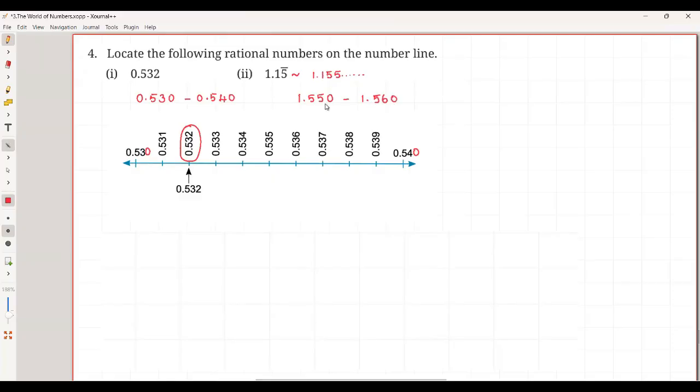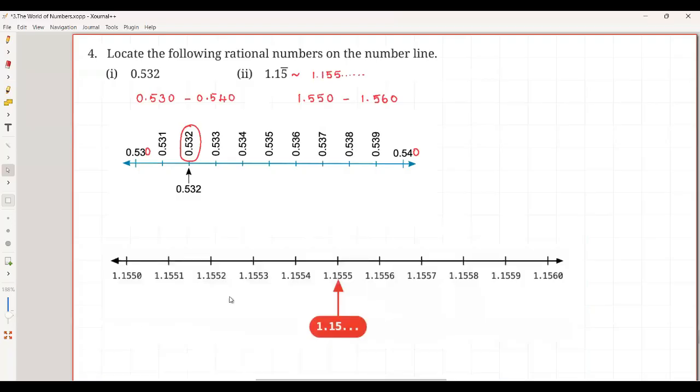For example, 55 means it will lie in between 50 to 60, right? So I'll draw the number line starting from 1.550 to 1.560. Make it 10 equal parts. Mark it: we take 50, then 51, 52, 53, 54, 55. Now you have to mark 1.555. So you can mark this one. This is one of the ways to represent it.